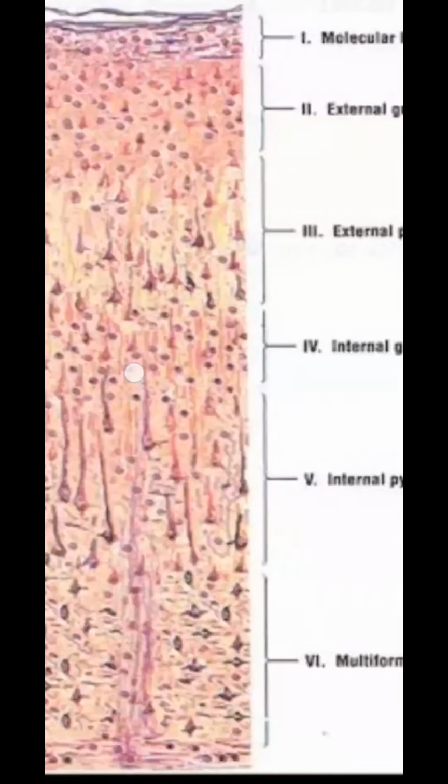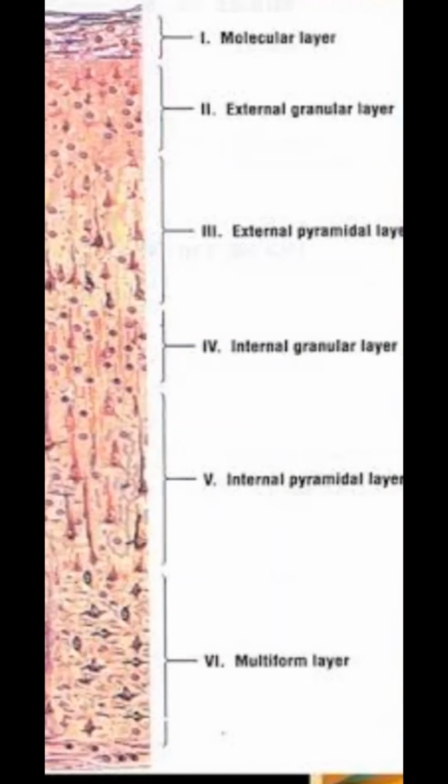Now the fourth layer is the internal granular layer. So first layer was molecular, then the external granular, then external pyramidal, then internal granular, and this internal granular layer consists of mainly closely packed granule cells. Many small pyramidal cells are also present.